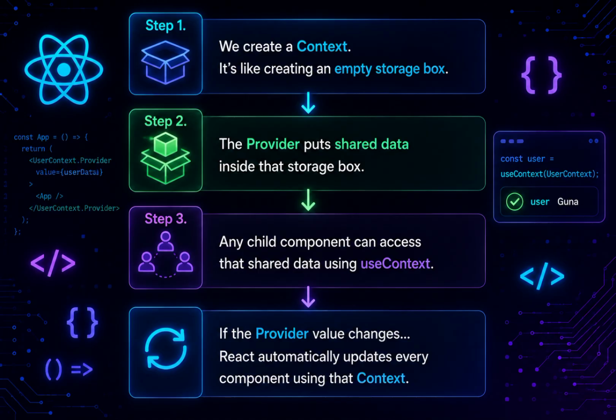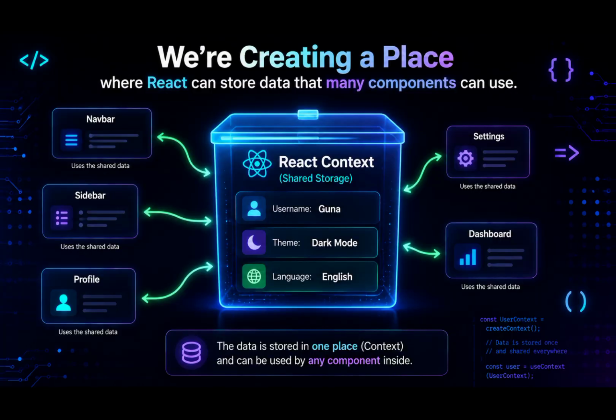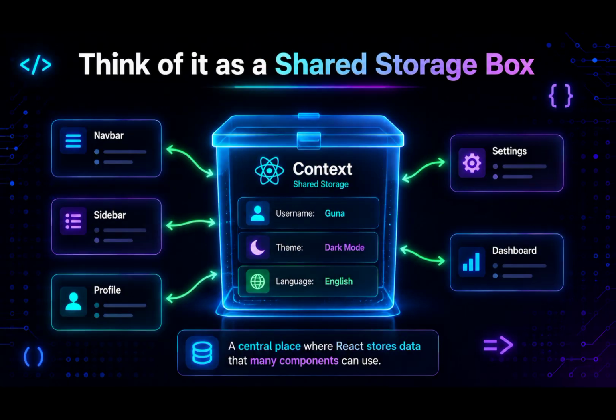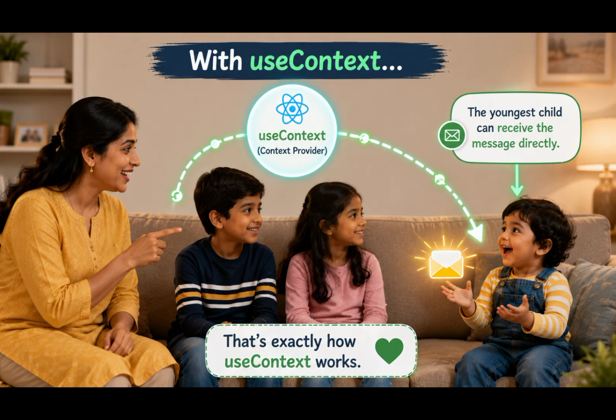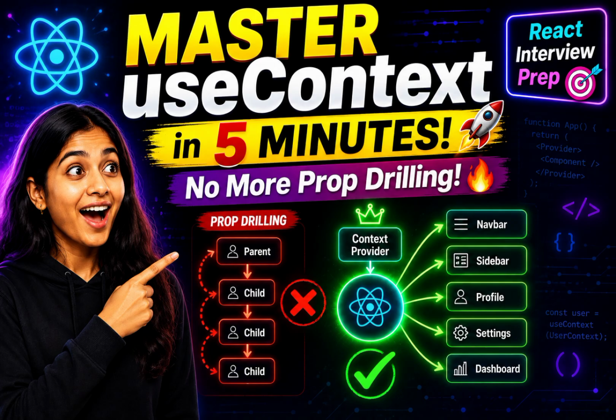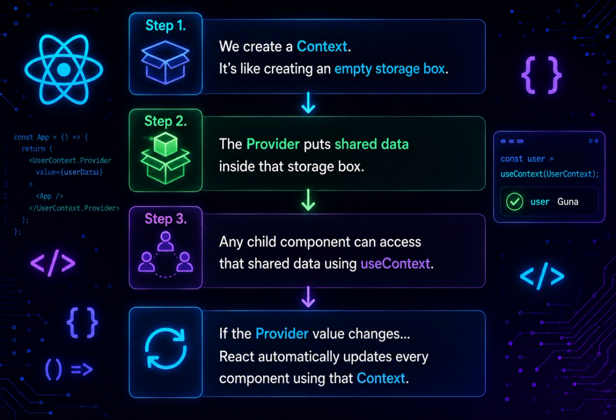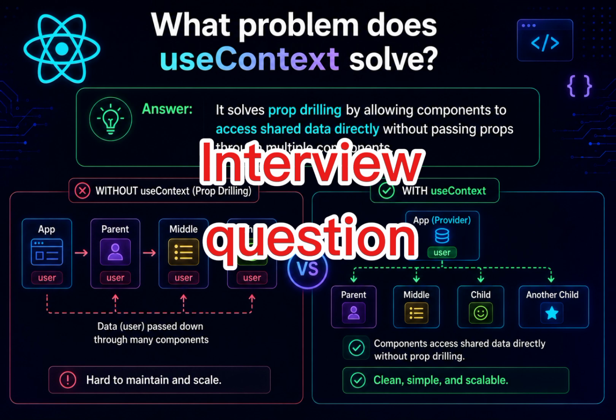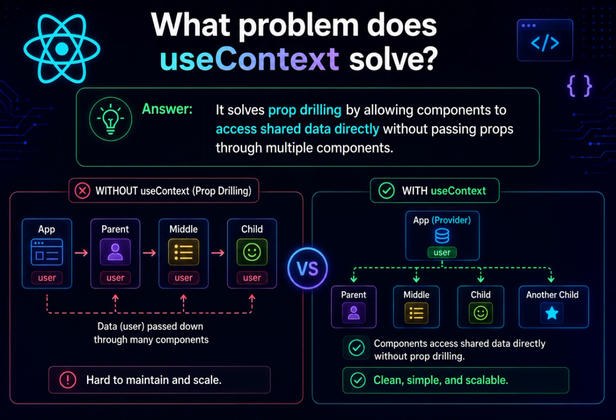Let's understand the complete flow. We create a context. It's like creating an empty storage box. The provider puts shared data inside that storage box. Any child component can access that shared data using useContext. If the provider value changes, React automatically updates every component using that context. What problem does useContext solve? It solves prop drilling by allowing components to access shared data directly without passing props through multiple components.